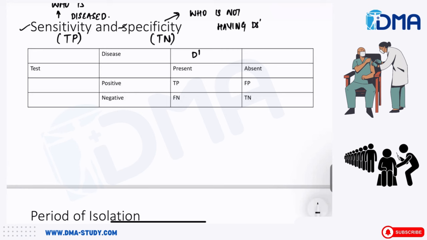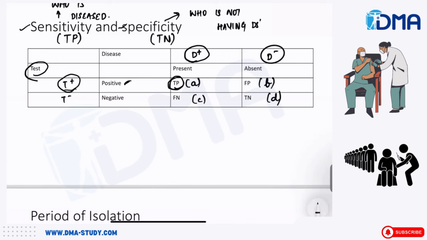See, this is disease present, disease absent, test present, test absent: A, B, C, D. See, the disease is present, the test is also positive. You call it true positives. They actually have the disease and the test is also positive. Now, the disease is absent, but the test is present. You call it false positive. Why is it falsely positive? Because the test is positive, but the disease itself is not present.